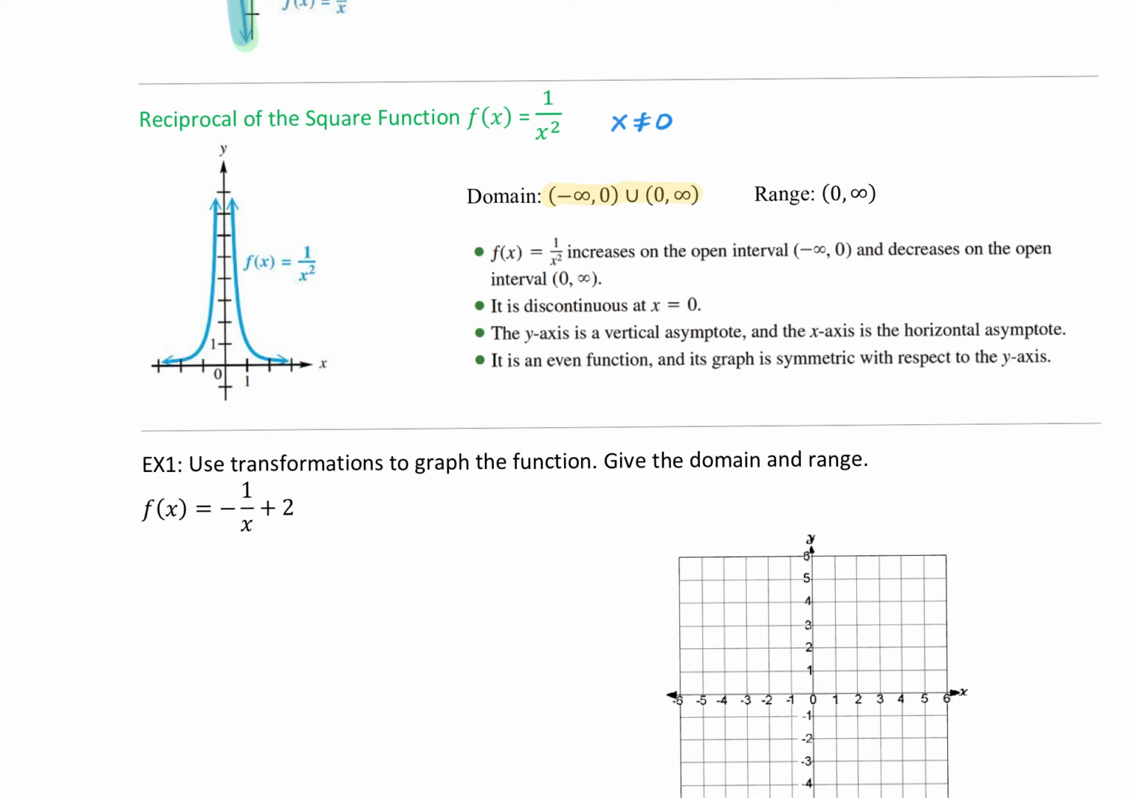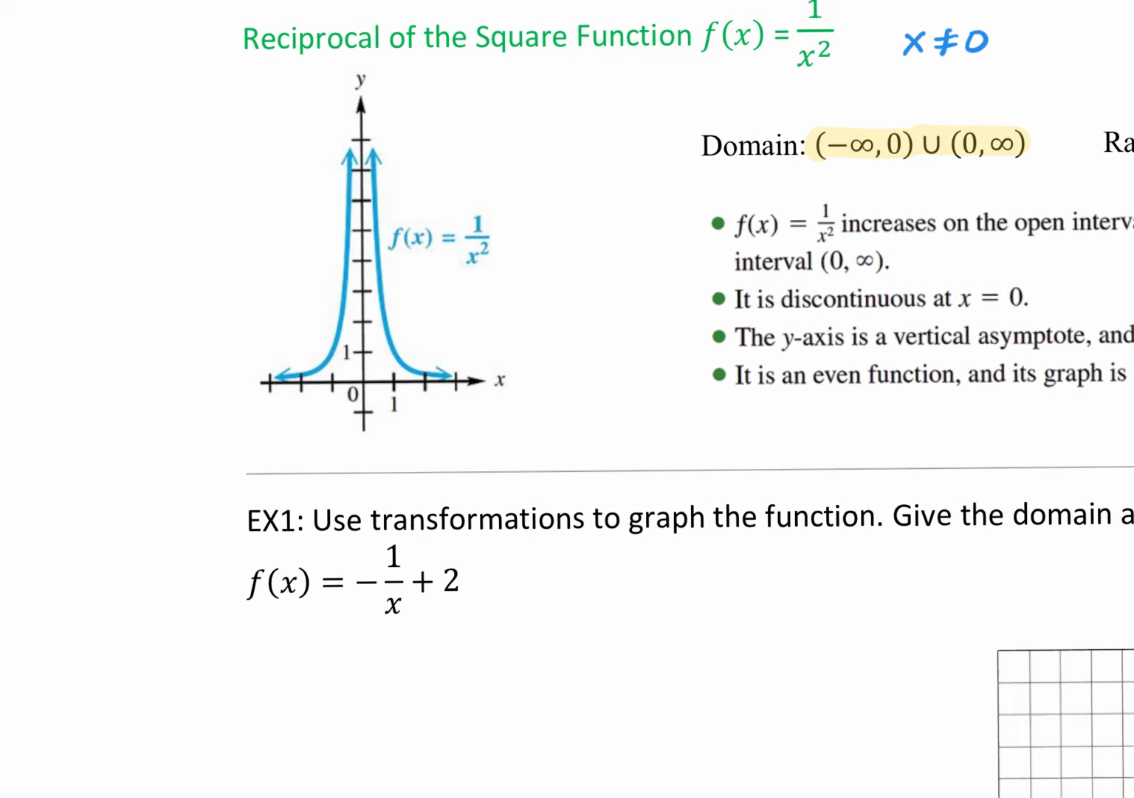But because the denominator is never negative, that's going to change our y values. That's going to change our range. Notice that the graph is always above the x-axis, which means our y values are always positive, so the range is just 0 to positive infinity. However, with this reciprocal of the squared function, 1 over x squared, we still have the same horizontal and vertical asymptotes.